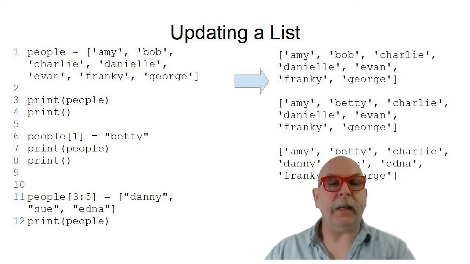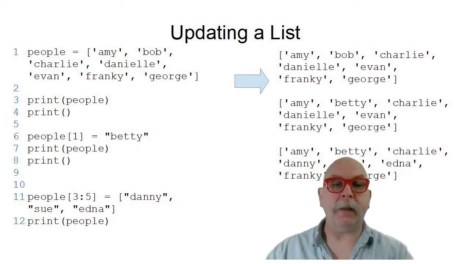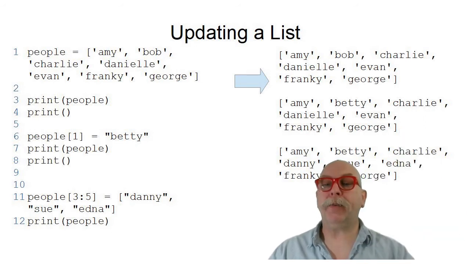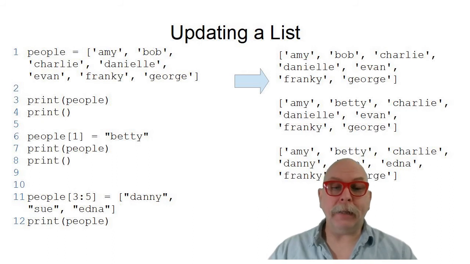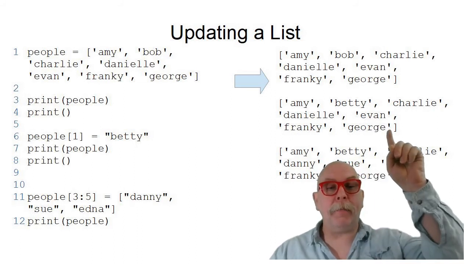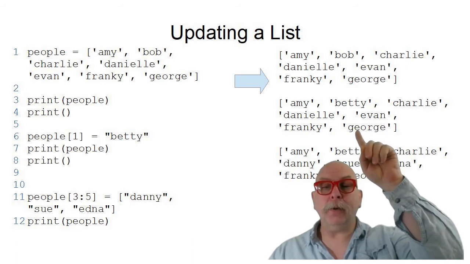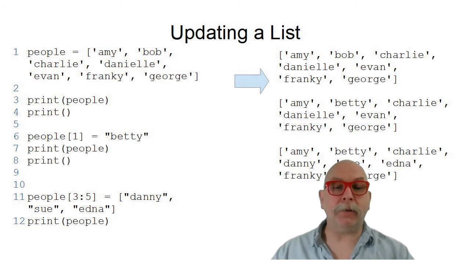So here we have the list of the same people in the list of people on line 1 that we had in the previous example. We print it out, which is what I do on line 3. Notice on line 6, though, I've decided that I'm going to change the person at index 1 from whatever it was to Betty. And you can see that above, Bob is now Betty on the list. So you can use the indexing operator to replace an individual item.